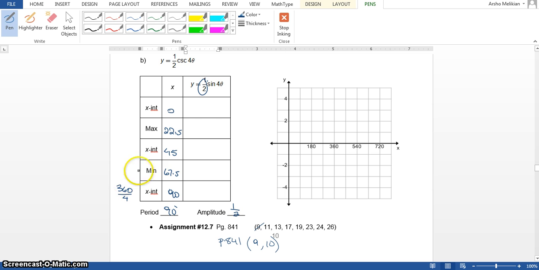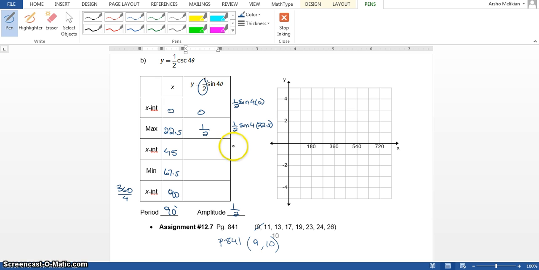So when x equals 0, it's half sine 4 times 0. Sine of 0 is 0, so this is 0. So this is half sine 4 times 22.5, which is sine of 90. Half of sine of 90 is half.